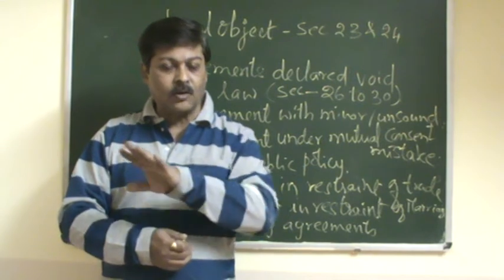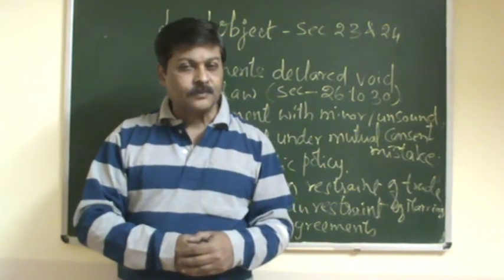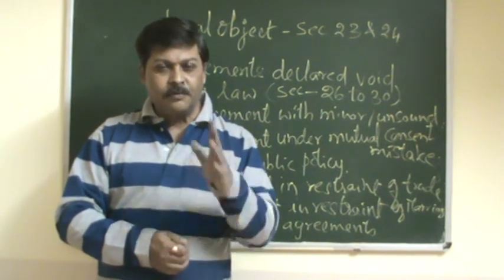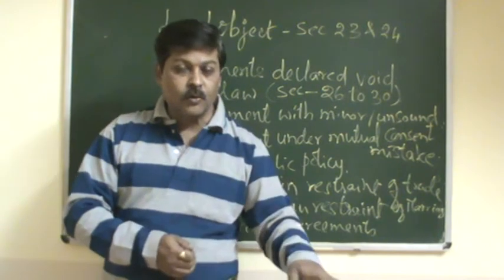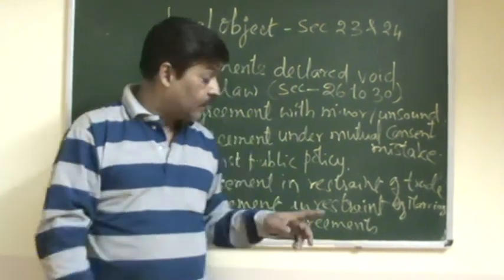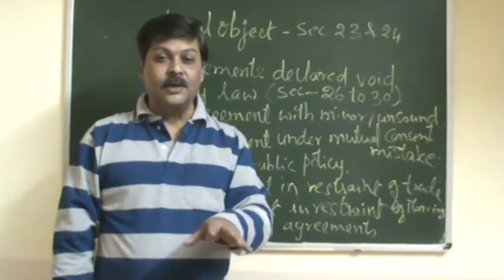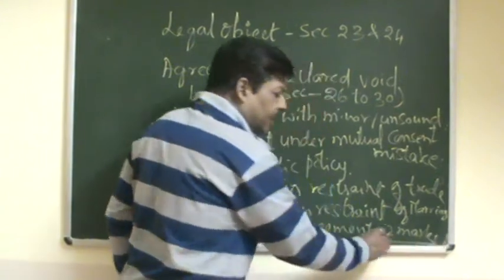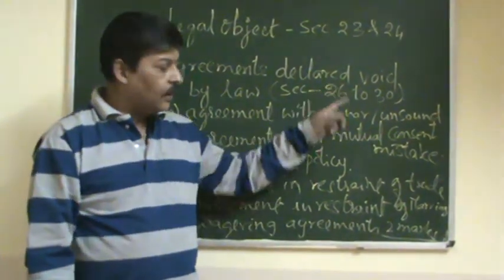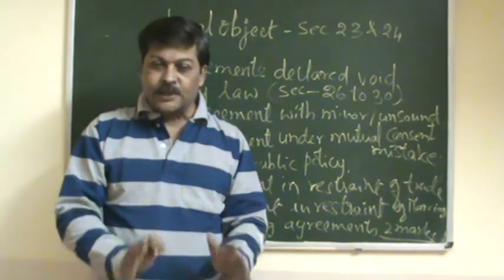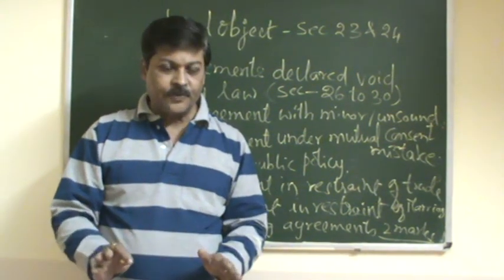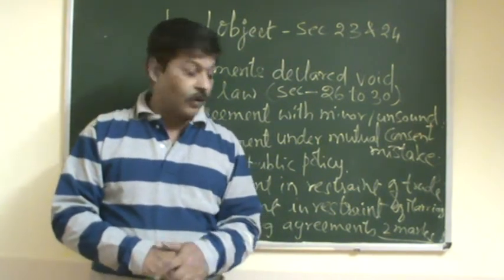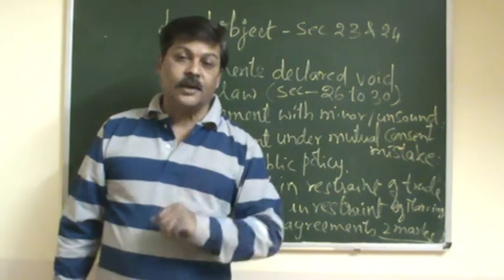They are not enforceable in a court of law. If any party is deprived or is a victim of such agreements, he cannot go to the court of law and claim justice. They are called wagering agreements or betting agreements. This can be asked for 2 marks: what is a wagering agreement? Betting agreements, and the law expressly declares them void. Such agreements are not permitted. Betting agreements are not enforced in the court of law. That is what you can write in a 2 marks question.